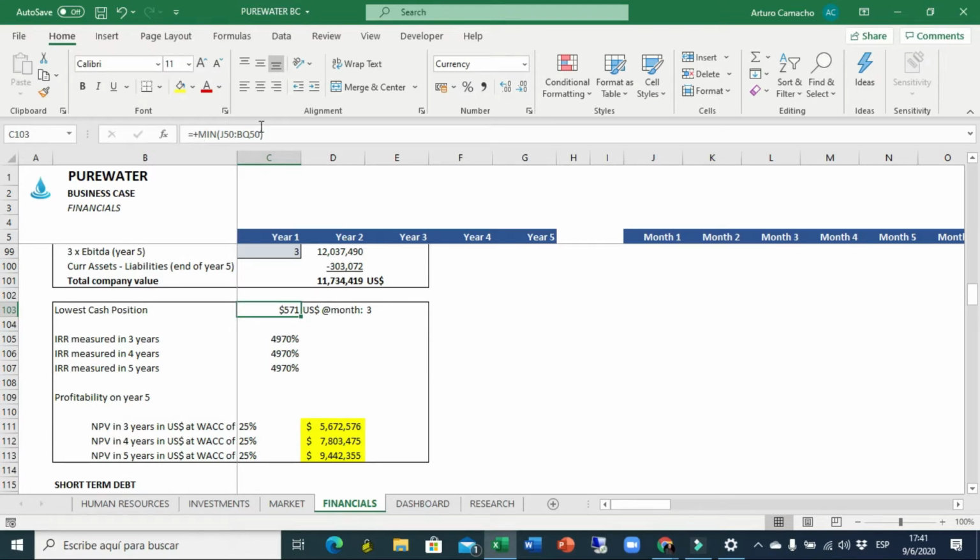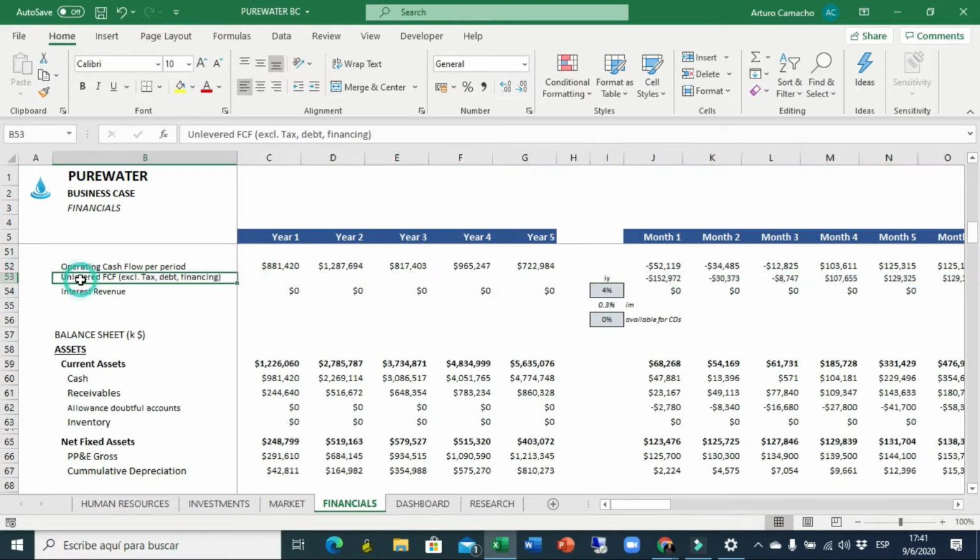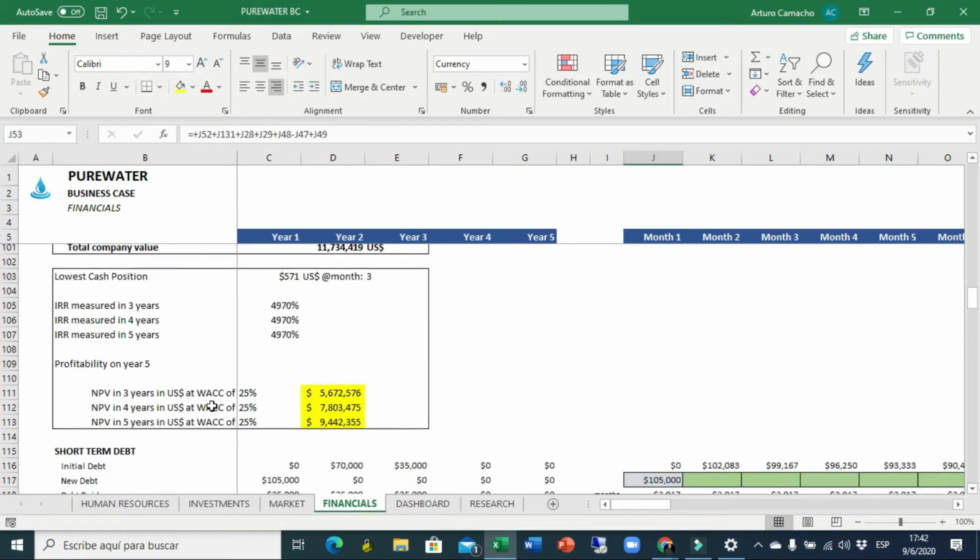So this is just the minimum value of those 60 months. The internal rate of return measured both in 3, 4, or 5 years, that is taking the line 53. I did the unlevered free cash flow, I mean taking away all the tax, debt and financing. This is important for this formula over here.